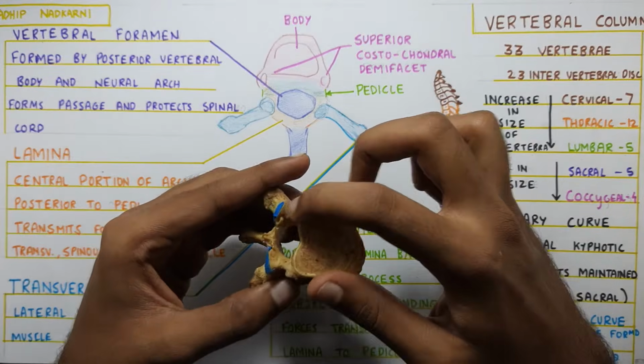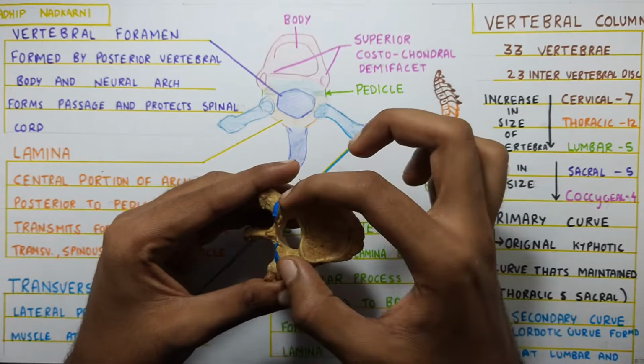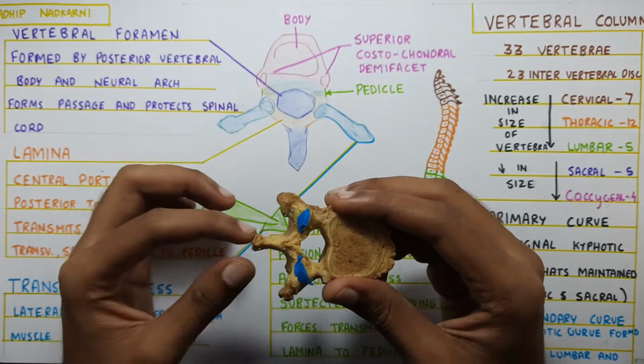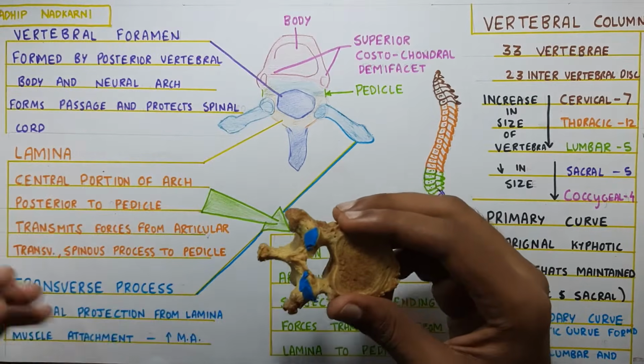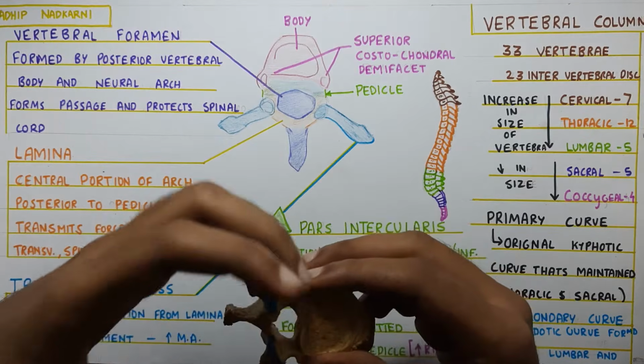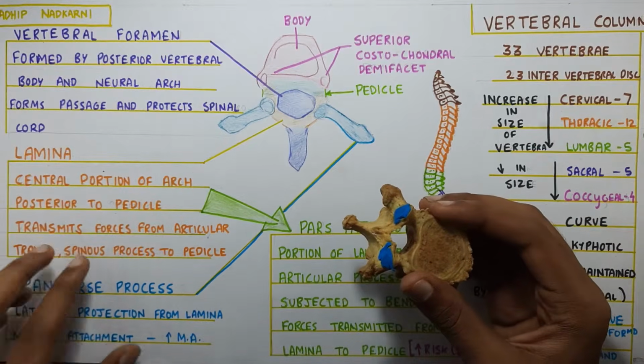So this is your pedicle, which joins the body to the posterior elements, and from the pedicle to the spinous process, whatever content we have in between, that is your lamina, which helps in forming the canal. Okay, so that is your lamina.